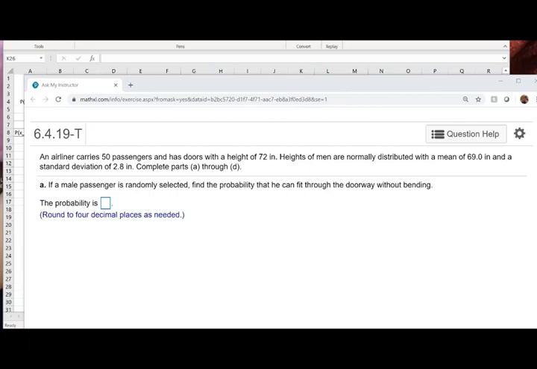doorway without bending. Okay, so for part A, we're looking for a single randomly selected male passenger, what is the probability he is less than 72? Okay, I'm going to come over here to Excel.